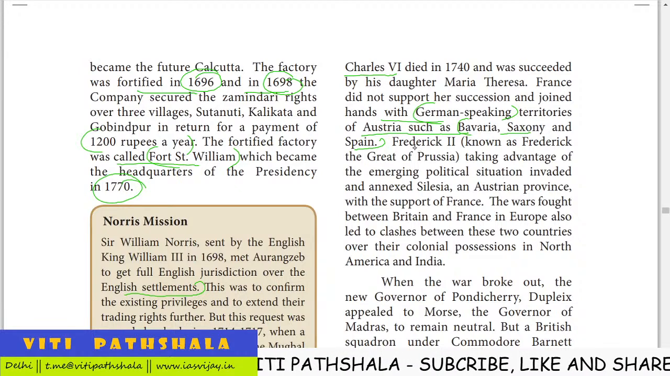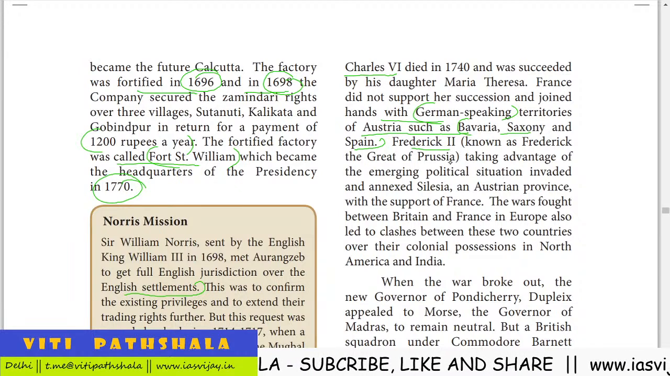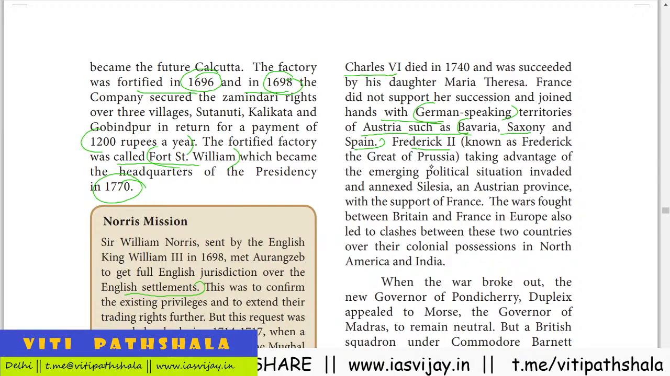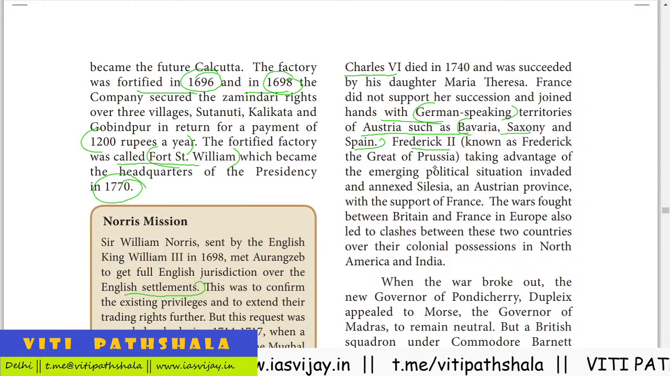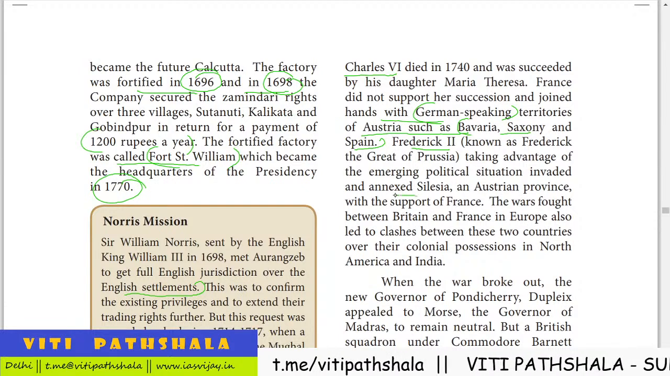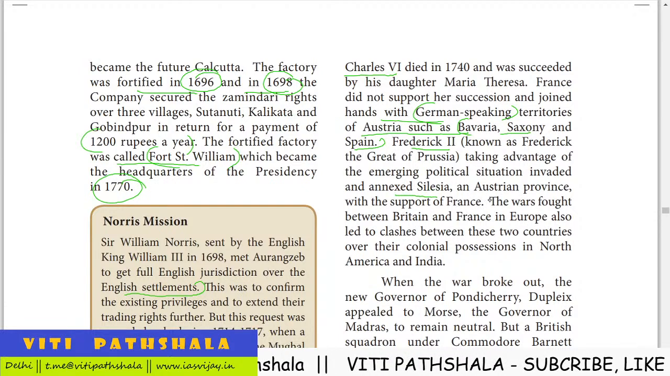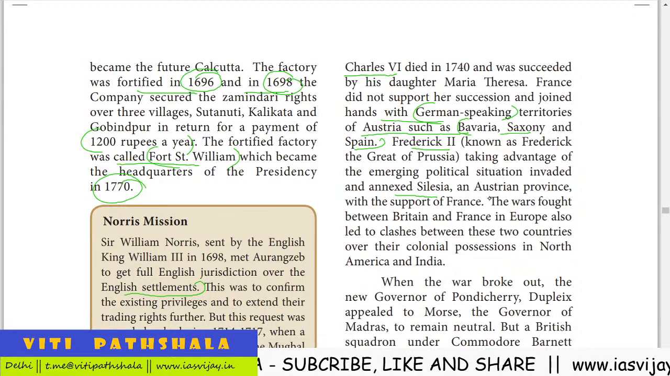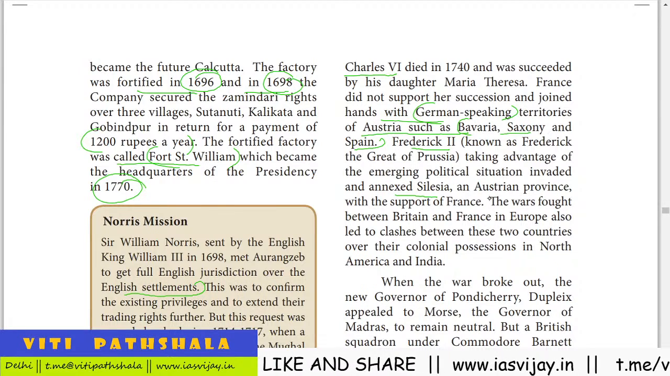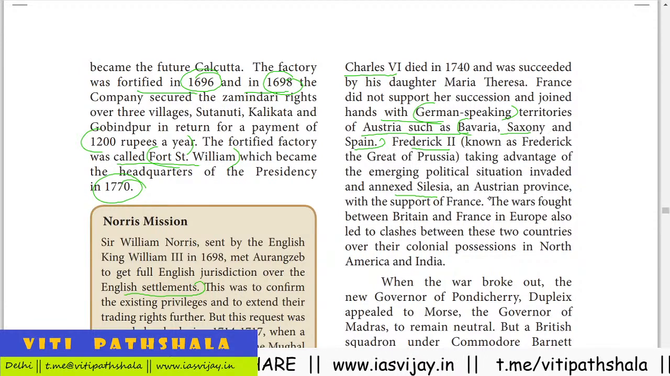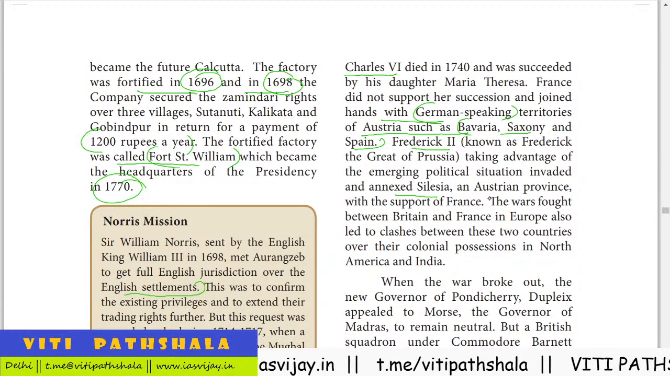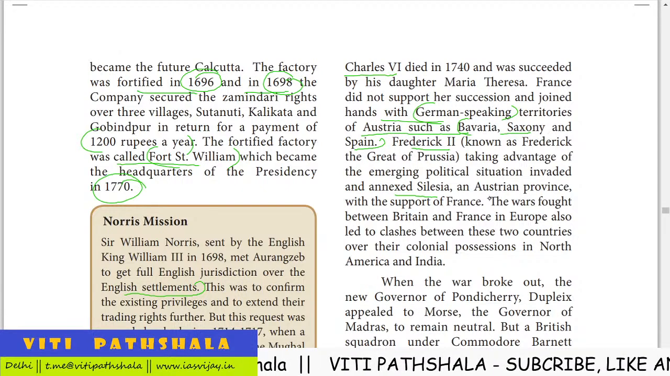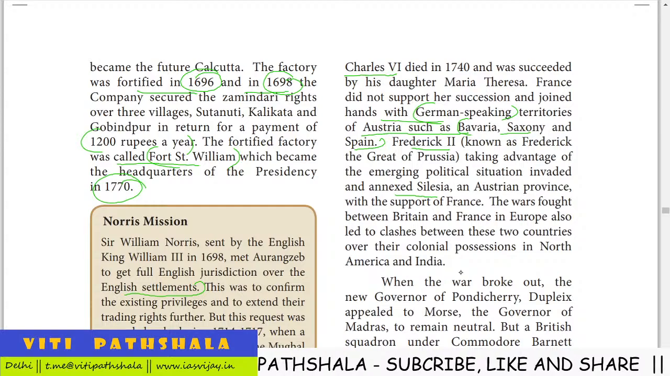Then Frederick II, known as Frederick the Great of Prussia, taking advantage of the emerging political situation, invaded and annexed Silesia, an Austrian province, with the support of France. The war fought between Britain and France in Europe also led to clashes between these two countries over colonial possessions in North America and India also.